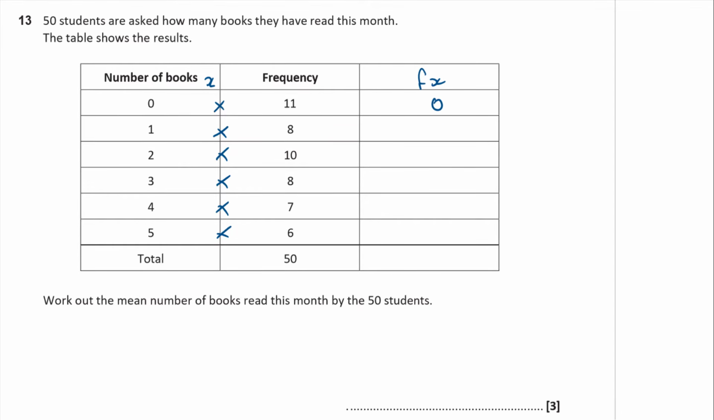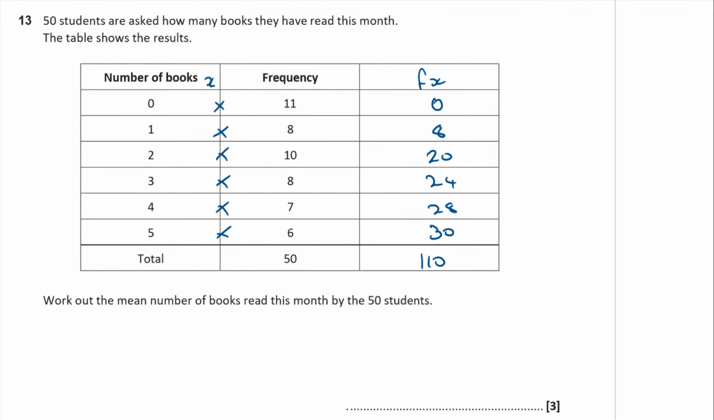0 times 11 is 0, 1 times 8 is 8, 2 times 10 is 20, 3 8s are 24, 4 7s are 28, 5 6s are 30. So then once we've got all those, I'm just going to quickly add them up on my calculator. So 8 plus 20 plus 24 plus 28 plus 30, and that comes to 110.